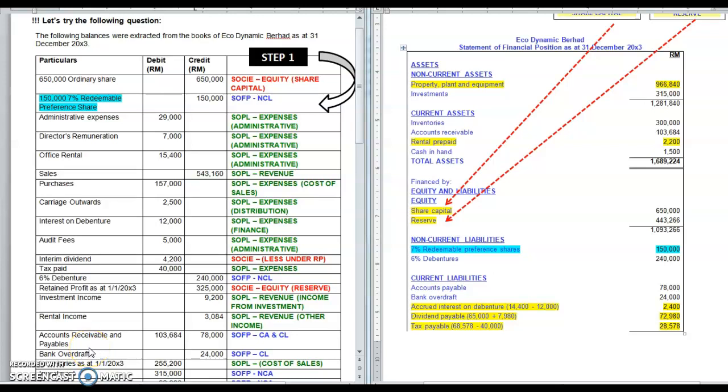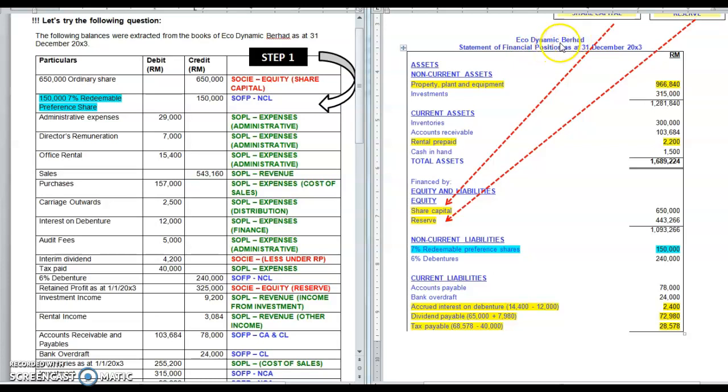Okay, students, welcome back to the final part of Ecodynamic Berhad. In this section, we are going to prepare the next component of the financial statement, that is the statement of financial position and notes to the financial statement on property, plant and equipment. First of all, let us look at the statement of financial position.